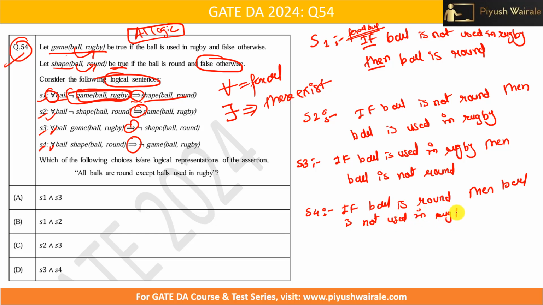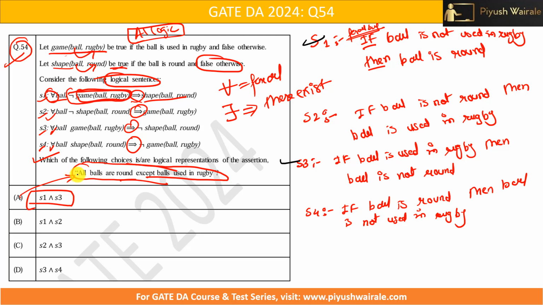So I have converted these four sentences into equivalent English sentences. Now let's read the question. Which of the following choices is the logical representation of the assertion: all balls are round except the ball used in rugby? We need to select the correct option that gives this. Go option-wise. What about S1 and S3? If I take these two, will I get this requirement?